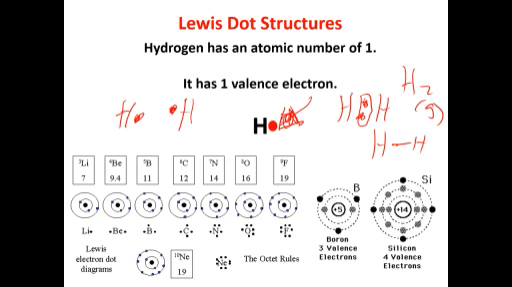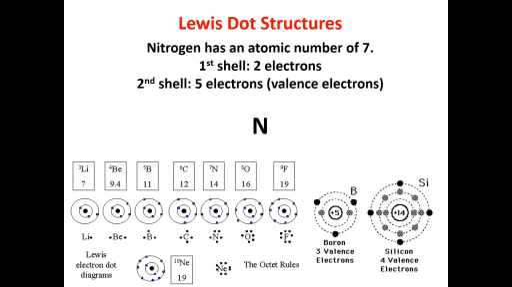So that's what makes these things so useful. So what about nitrogen? Nitrogen has atomic number 7.